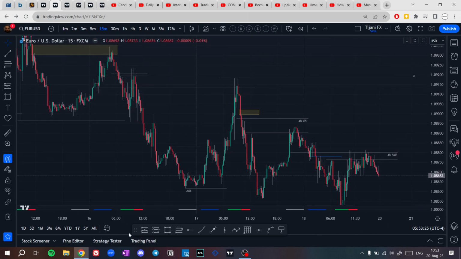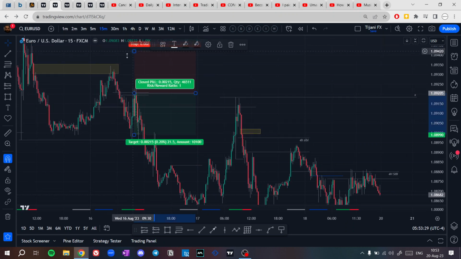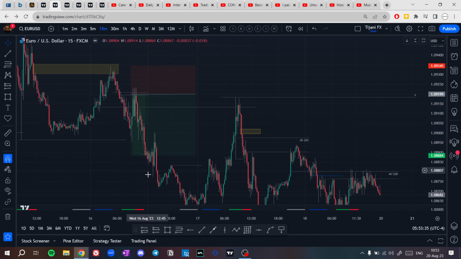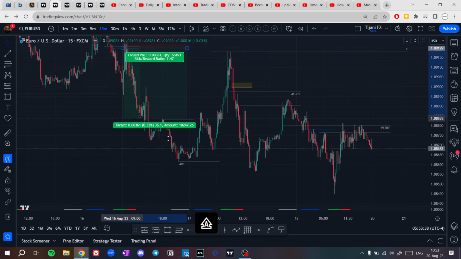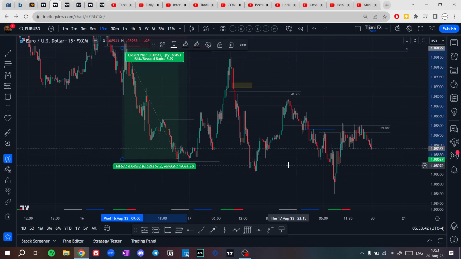So like I said, my entry was here above this high at optimal trade entry, targeting 1 to 2. Close the trade here, then price just continued higher to almost 1 to 4.